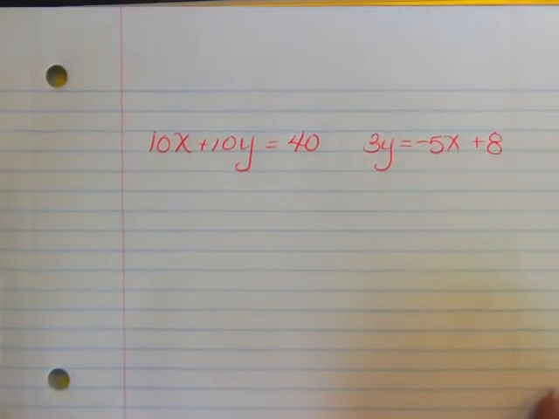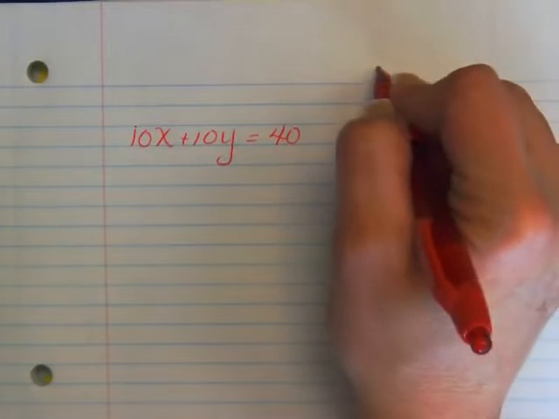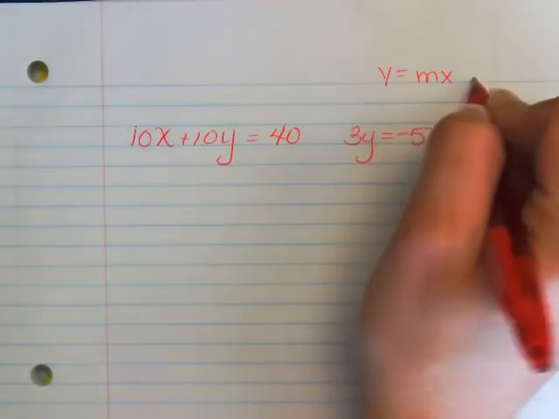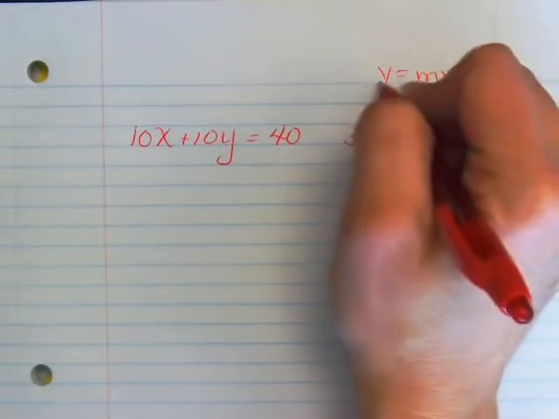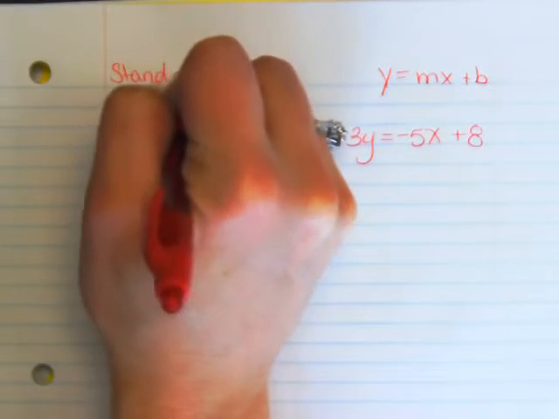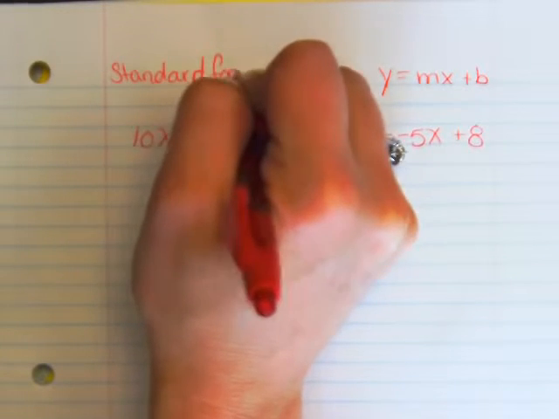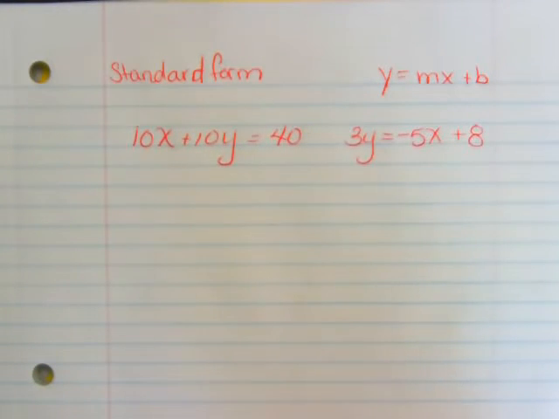Solving a system of equations using the elimination method requires that both of your equations be in standard form. We have spent a lot of time putting equations into slope-intercept form so that we can graph them, and that is when you have y equals mx plus b. But we want our equations to be in standard form so that we can combine like terms, add equations together, and have things to be canceled.